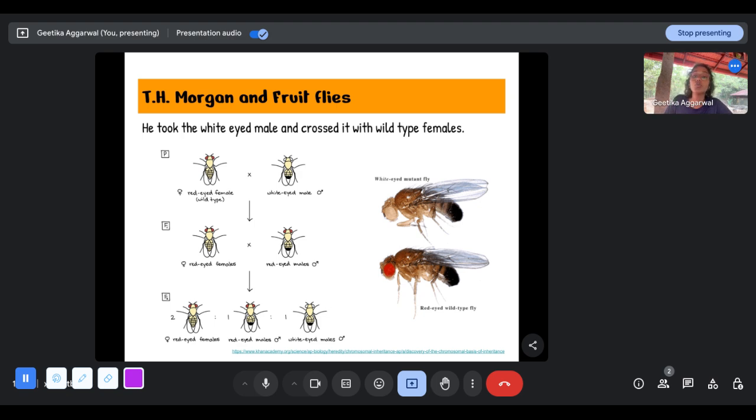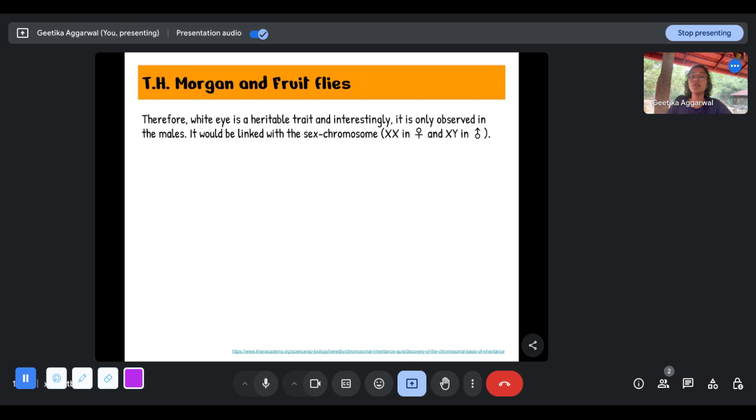So what he concluded was that white eye is a heritable trait. It is being passed on from parents to offspring. And very interestingly, it is only being observed in males. So he did this experiment multiple times. He did not do it once and conclude by that only. He observed that this trait is only found in males. So he came to the conclusion that it would be linked to the sex chromosome.